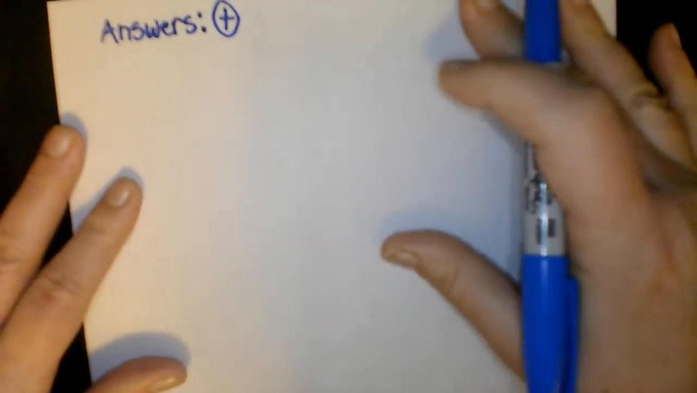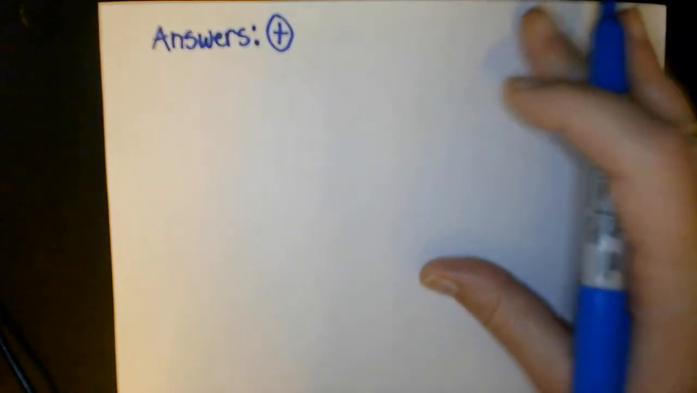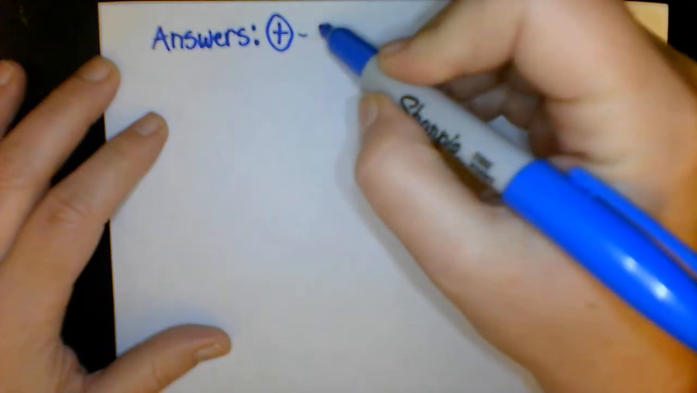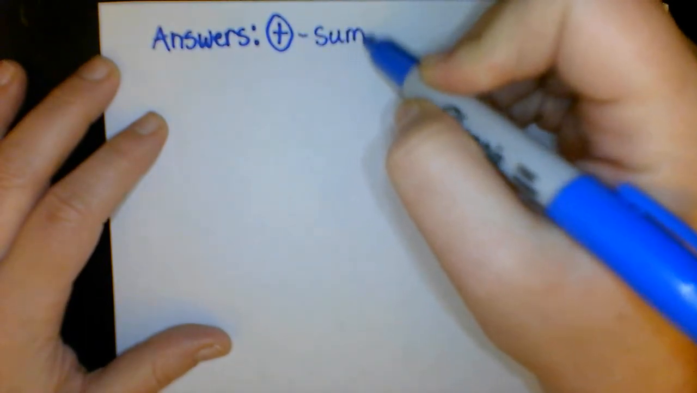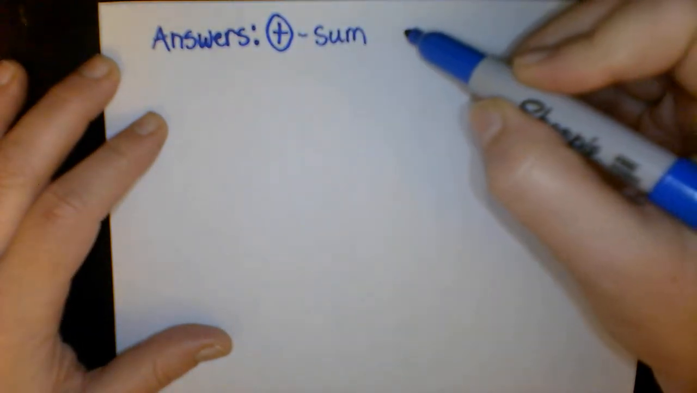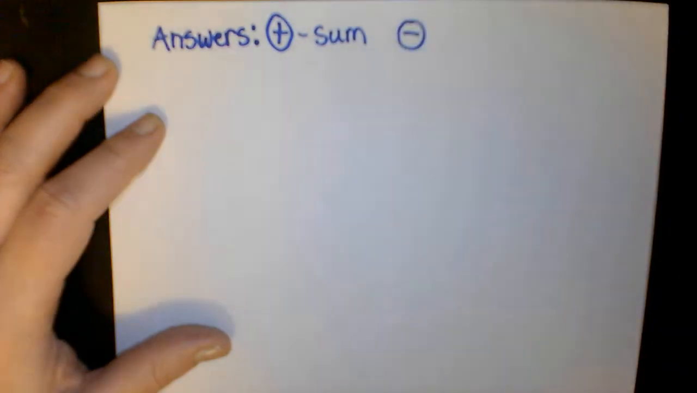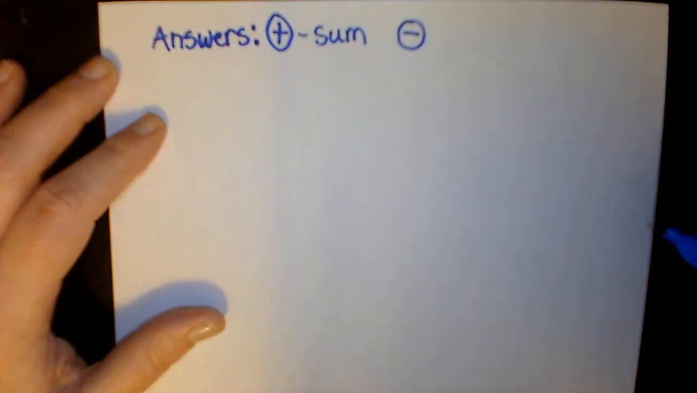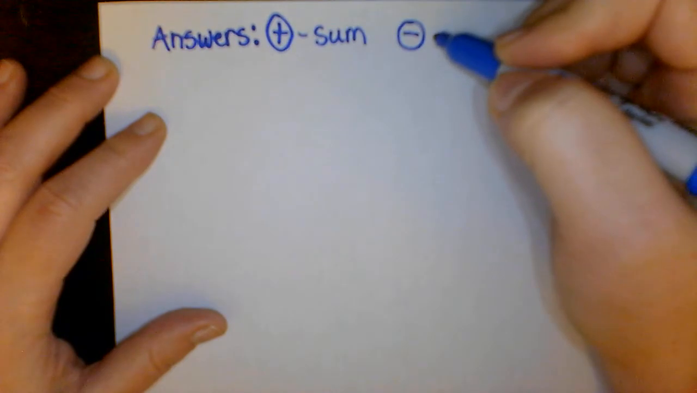Let's first talk about what some of the answers are called. When we add, what is an answer called? What do we call that answer? We call it the sum. But when we subtract, we use a different word to mean the answer. The difference.